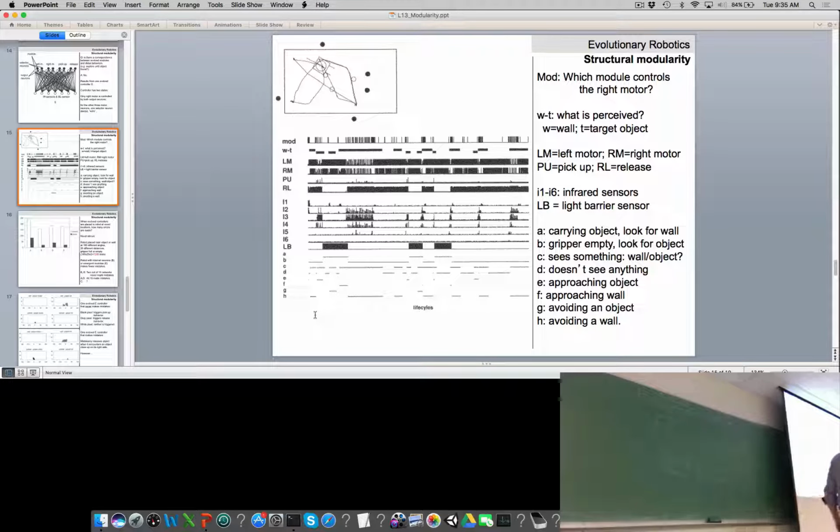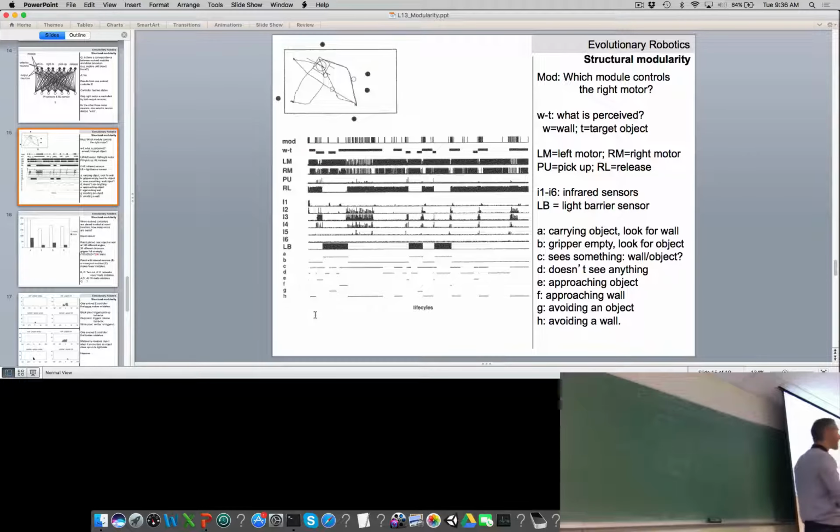So WT is what is perceived. So is it actually facing a wall or is it facing a target object? Here it's facing target, target, target. Here it's facing the wall. Here it's turning and it doesn't see anything, sees a wall, doesn't see anything, sees a target object, probably holding the target object, looking at it for this period, and so on.